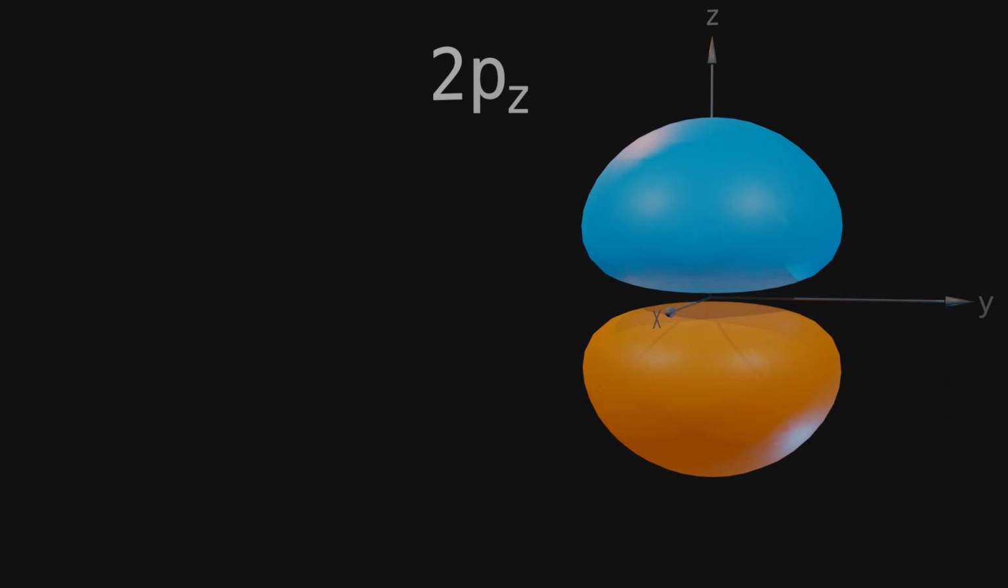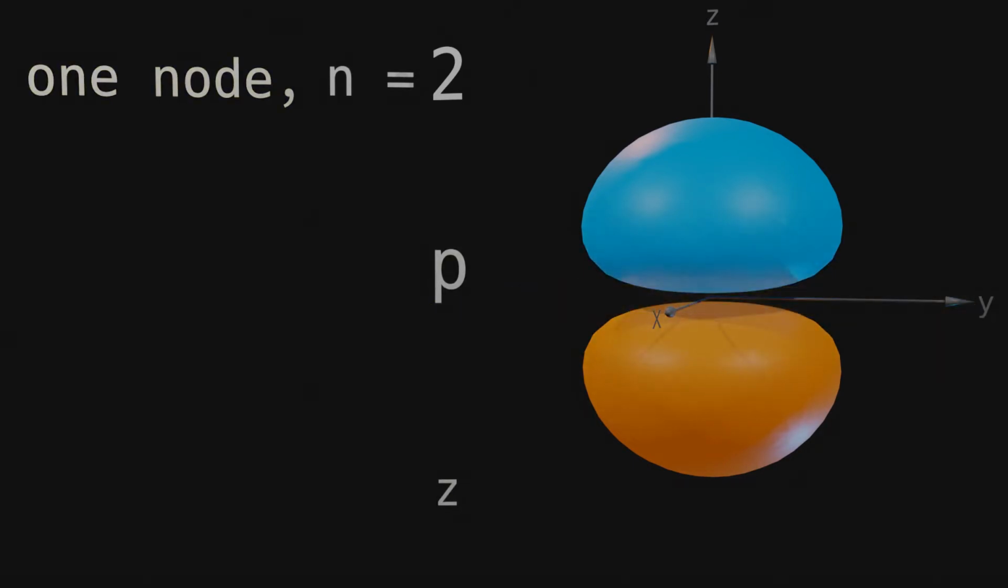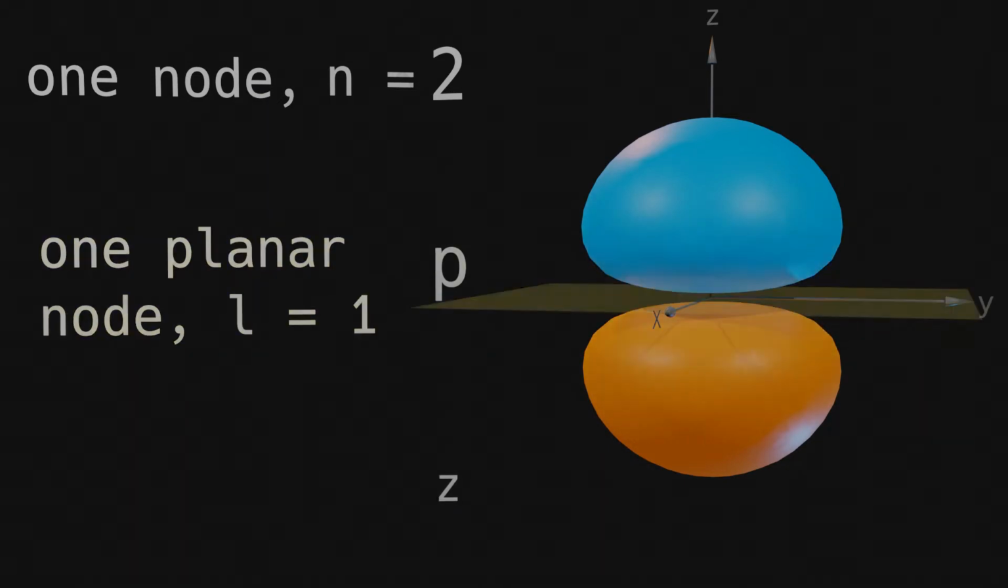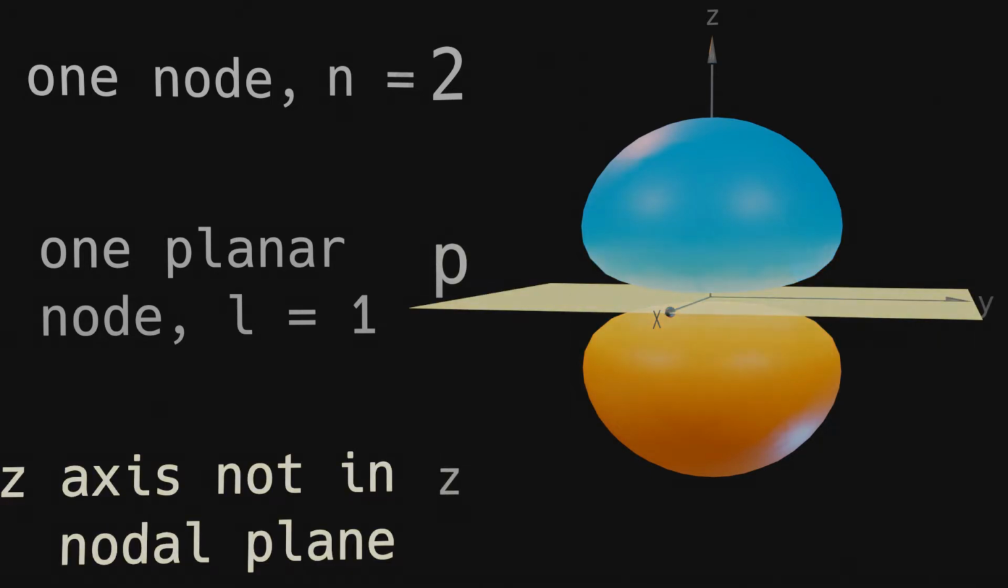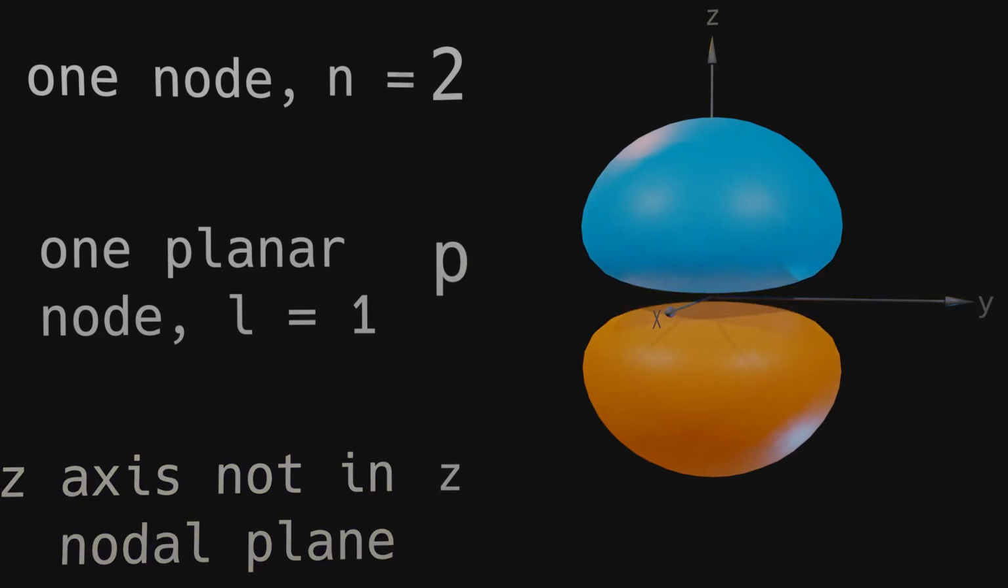This is a typical representation of a hydrogen 2pz orbital. We know this is an n=2 orbital because there is only a single node present. We know this is a p orbital because it has a single planar node. And we know this is the pz because the nodal plane does not contain the z-axis.